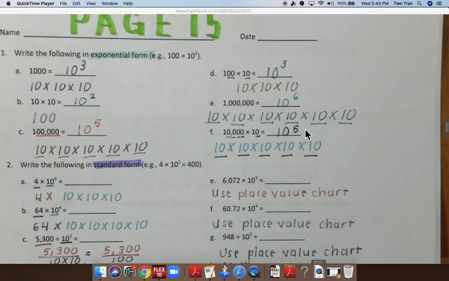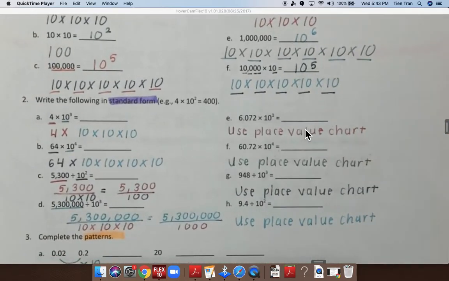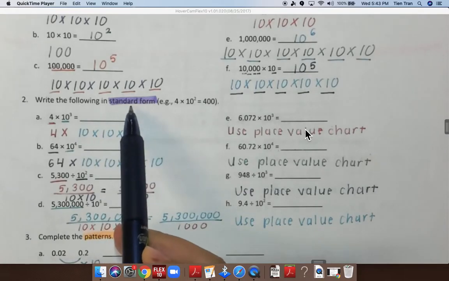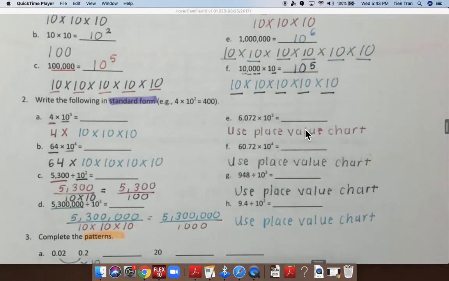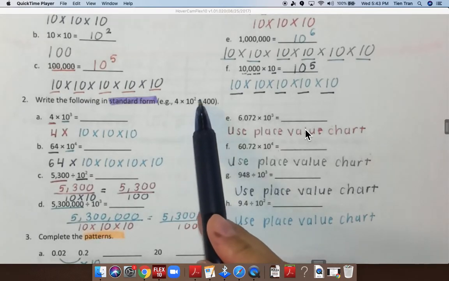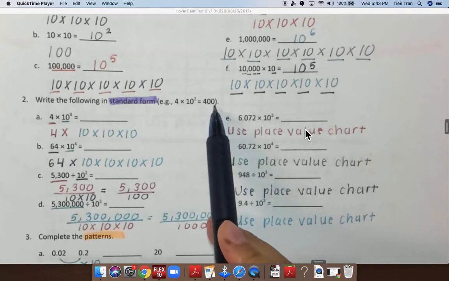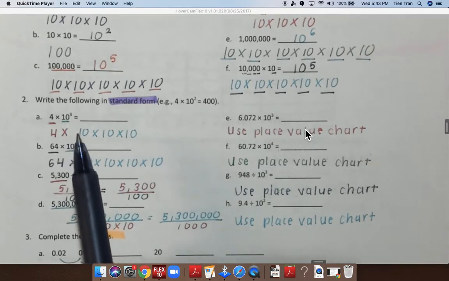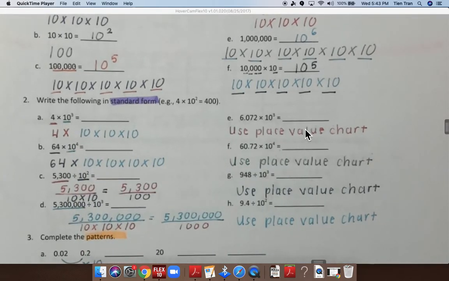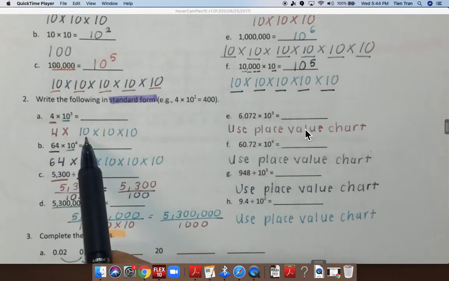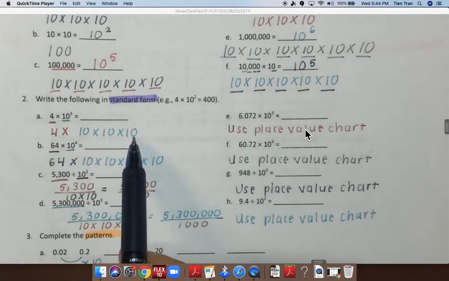Let me zoom in a little bit more for you guys. For problem number 2, it says, write the following in standard form. Okay? So standard form, they give an example for you to see right here. 4 times 10 to the power of 2 is equal to 400. Okay? So I need to make sure that I am writing in standard form. That means I solve the equation. So I'm multiplying. Right here, I have 4 times 10 times 10 times 10.